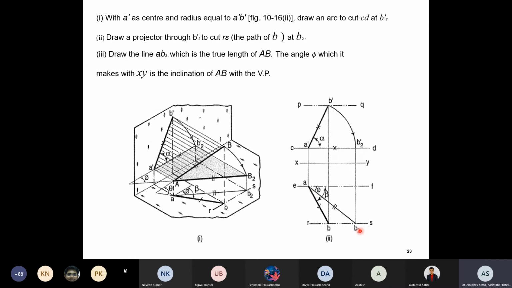So same steps are given. You can read through that. So basically, take this as a center and draw an arc. Sorry, A dash as a center, draw an arc. It will meet at B2 dash, CD as B2 dash, and then draw projectors which will cut RS at B2. This will give you the length.